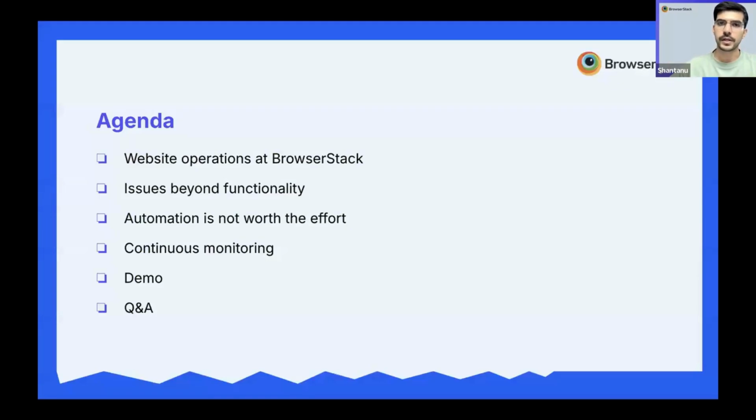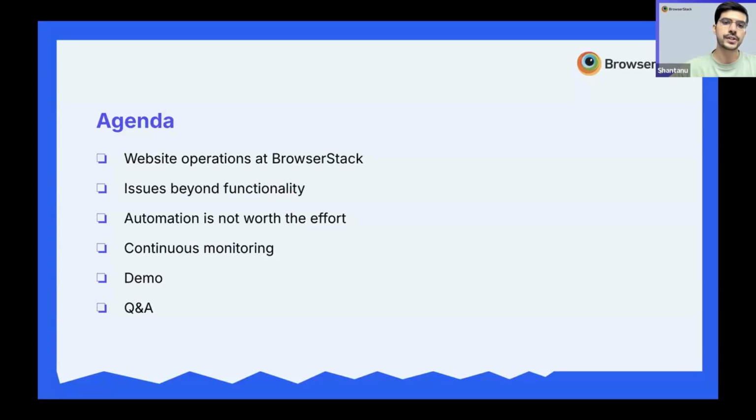Moving on, the agenda today is going to be around website monitoring. We'll first cover website operations at BrowserStack. How do we handle our website? We have a website that has over 10,000 pages, so how do we manage that? Then, issues beyond functionality. A lot of teams do check for functionality, but we have seen a lot of other issues pop up as your website scales. We'll try to cover those: what kind of issues are those, and how do we deal with them?